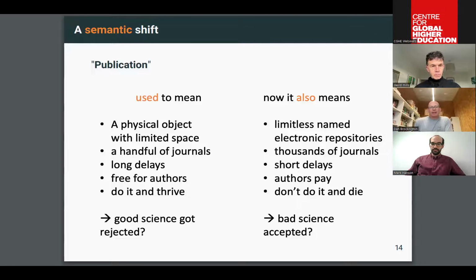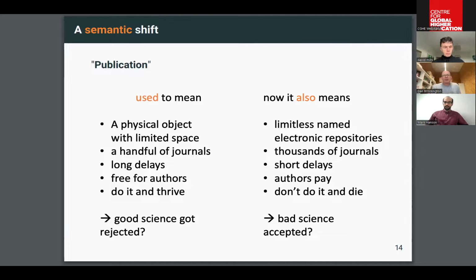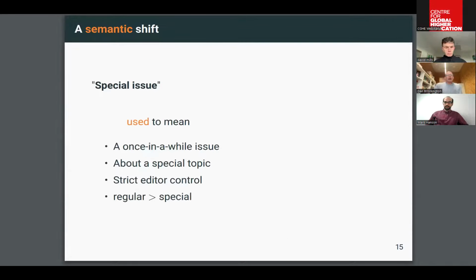Publishing also means now that we have an almost unlimited supply of journals and certainly unlimited space within a journal to publish our papers. It can take a very short time to get published, and you pay. But if you don't publish, well, then you suffer as a scientist. The danger, of course, being that bad science will get accepted and come through for publication.